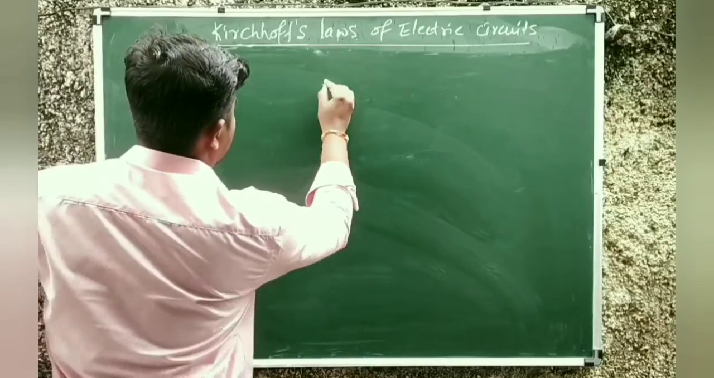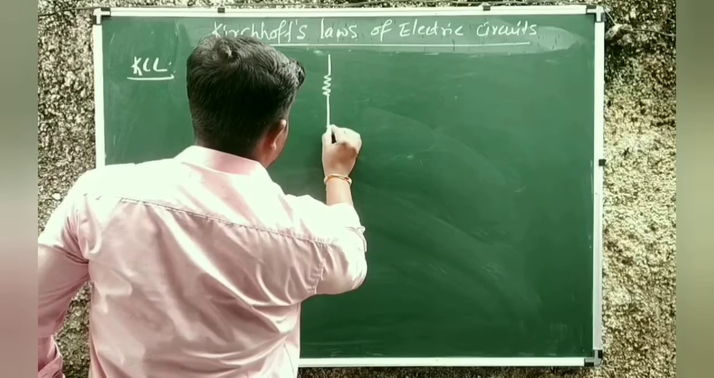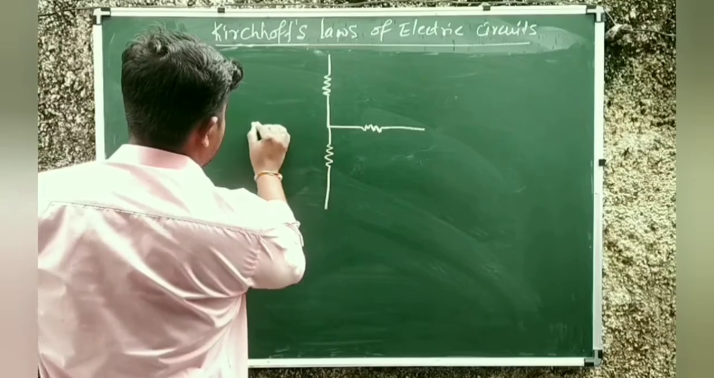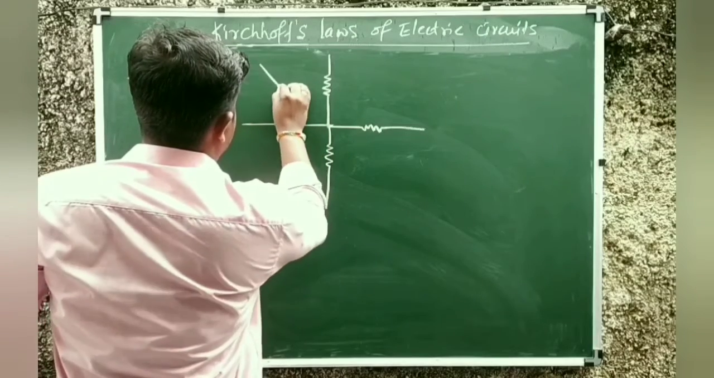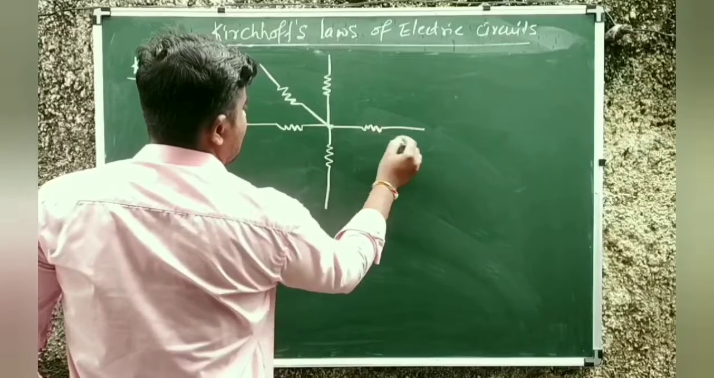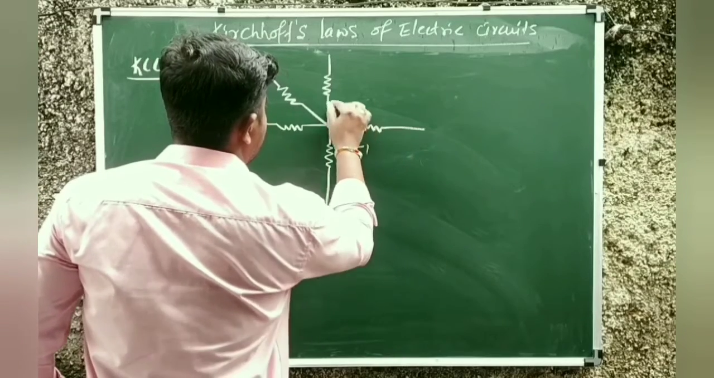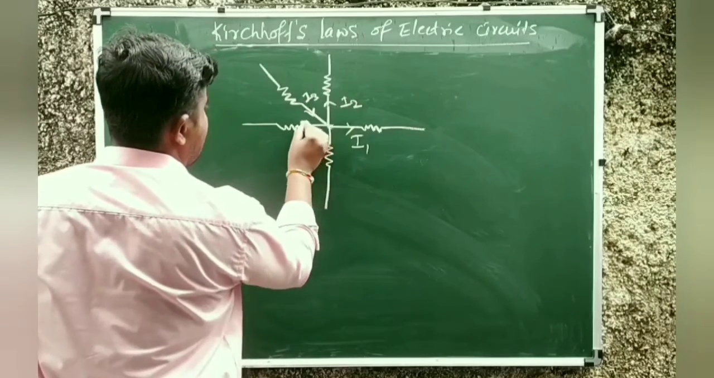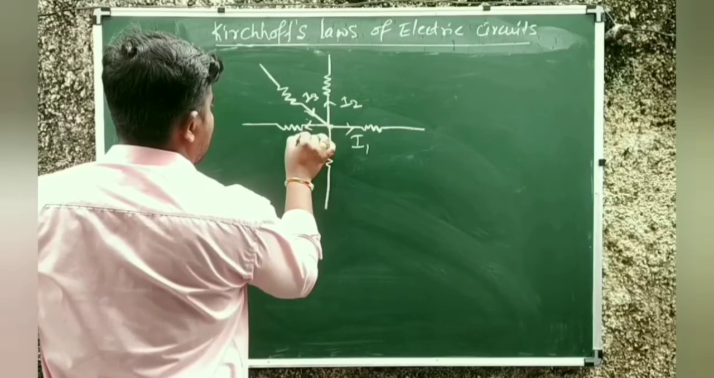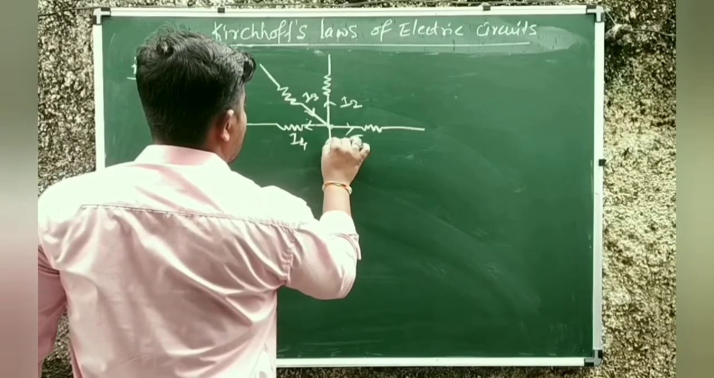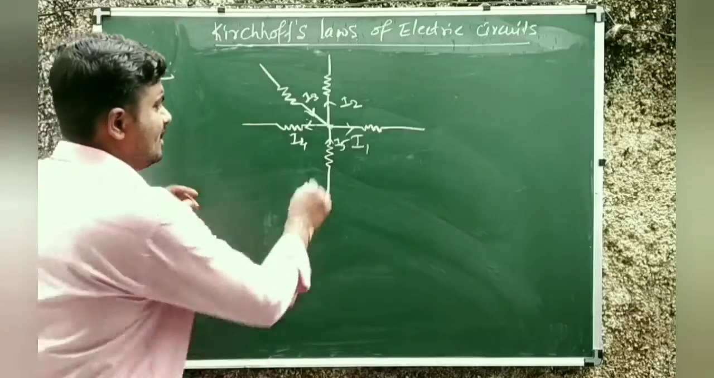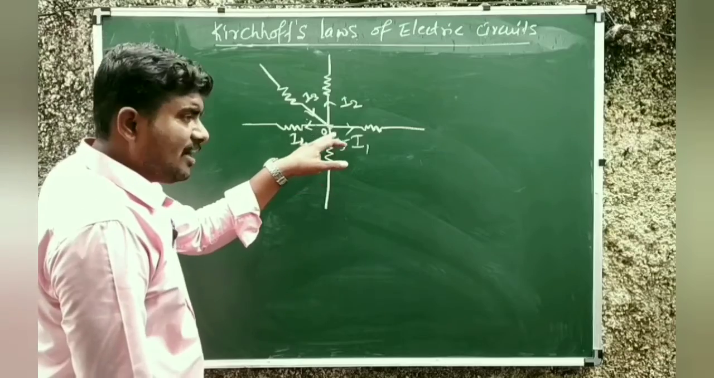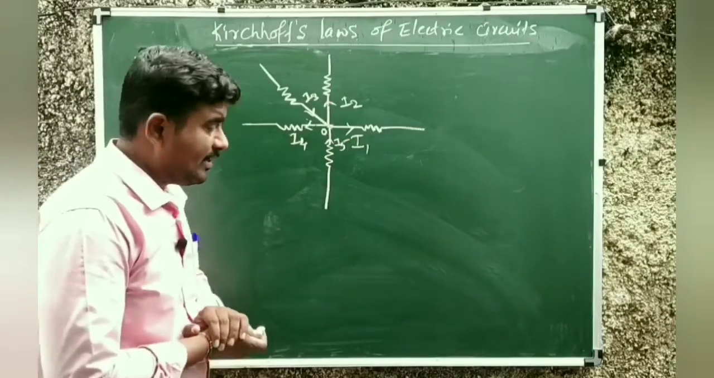See here. These are the resistors. Let us call them I1, I2, I3, I4, and I5. Once again, let us consider this point as O. O is a junction. Some currents are entering the junction and some currents are leaving the junction.